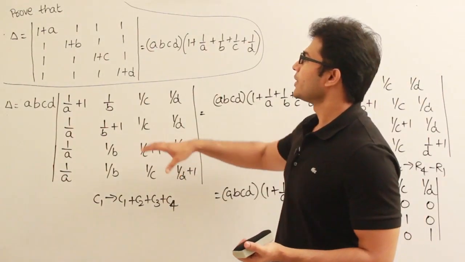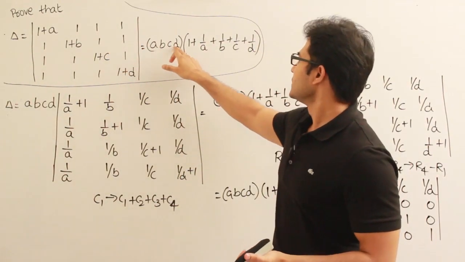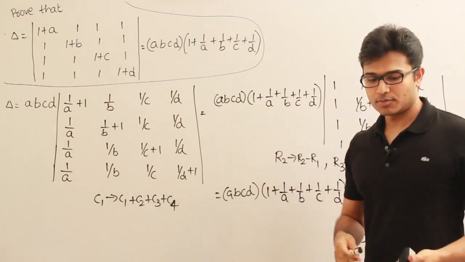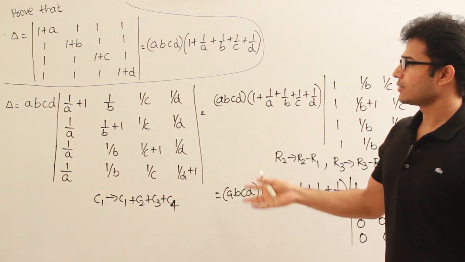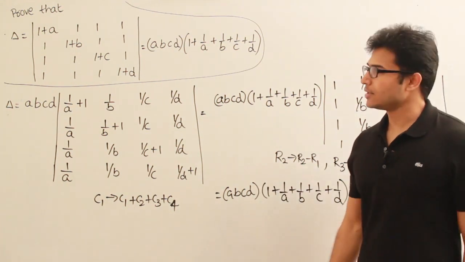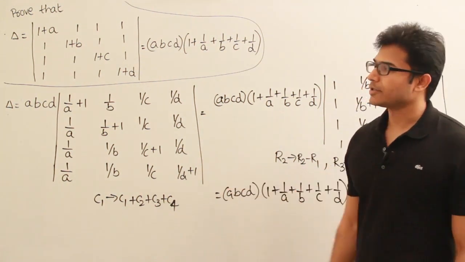See this? Prove that the determinant value is A, B, C, D into this one. This is what we are supposed to prove. And again, you can substitute the values and you can verify the answer anyway. But let's see the procedure here.